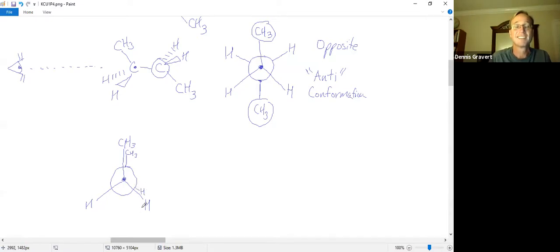And if you want to make that line longer, shorter, it's okay. Personally, I like making it a little shorter because it looks like it's smaller as it fades into the distance. That's just a personal preference. But there you go. This is more difficult to draw than the staggered conformation. This is an eclipse conformation.